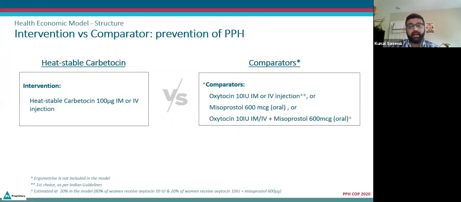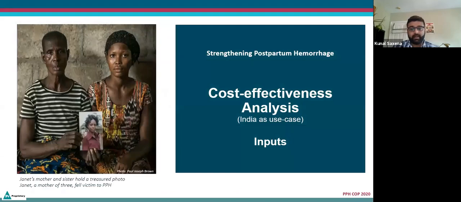So now here are the comparators against which the heat stable carbetocin, which is the newest recognized uterotonic, is compared against. So we are comparing it against oxytocin, misoprostol, and a combination of oxytocin and misoprostol. Next slide. So now let's go over the input for this analysis.